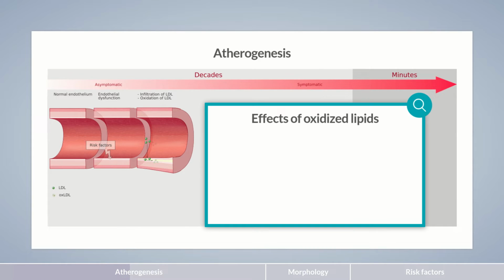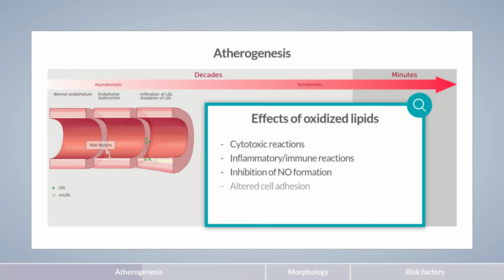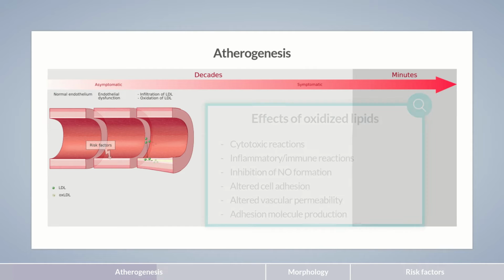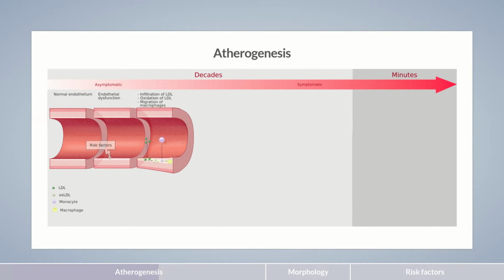Oxidized lipids have a negative effect in a variety of ways. They're cytotoxic and lead to persistent inflammatory and immune reactions in tissue. They further inhibit formation of the transmitter nitric oxide. This leads to increased platelet aggregation and adhesion, as well as the adhesion of monocytes and leukocytes to the endothelium. Vascular permeability becomes increasingly out of balance. Also, oxidized lipids stimulate endothelial cells to produce adhesion molecules and chemokines. As a result, macrophages migrate into the intima.